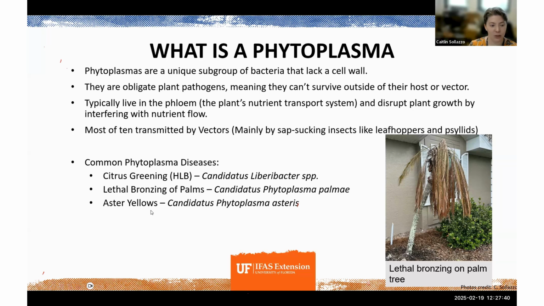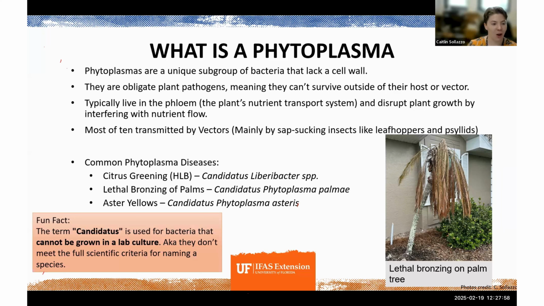And then aster yellows. This is on aster plants. It's also caused by phytoplasma. I think I have a picture of it somewhere in the presentation, but it causes really weird symptoms where it just causes proliferation of the bud. So rather than a flower, it's just really weird growth. And if you notice, all of these terms have Candidatus in them. So this is another fun fact.